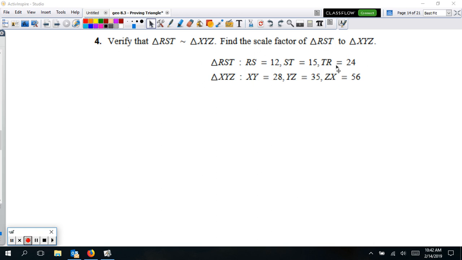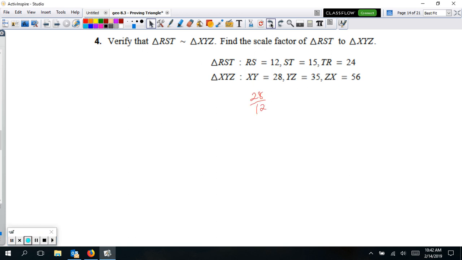So let's start doing that as we're verifying that these are similar. These are all corresponding sides here. So 3 corresponding sides. You can see that because RS, XY, they correspond together even just in the statement. ST, YZ, those correspond. And so we're going to put 28 over 12. We're going to do this one on top. This is going to be our numerator, and this will be our denominator. That way we're going to get the scale factor correct at the end.